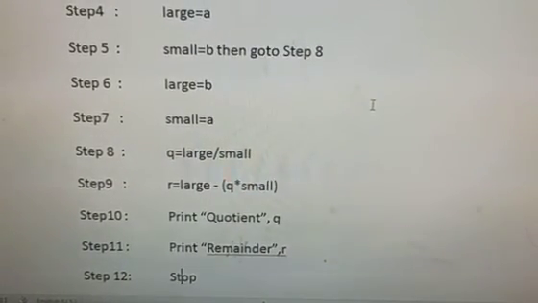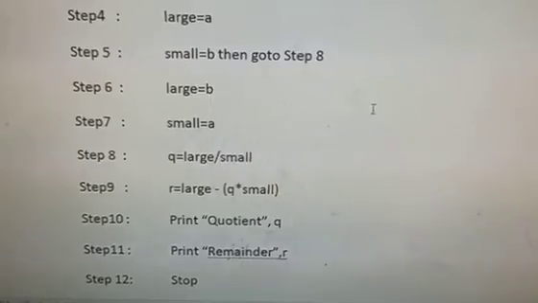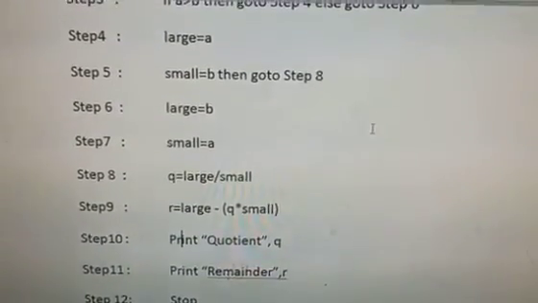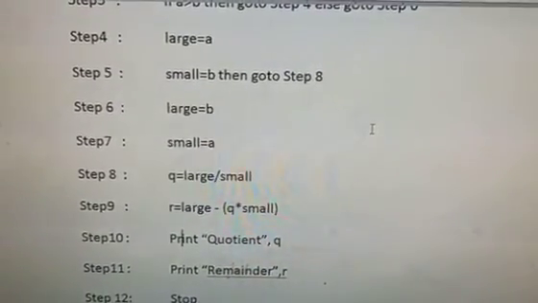So this is the simple algorithm which I have shown you. I hope everybody has understood easily. So thank you everyone for today's class.